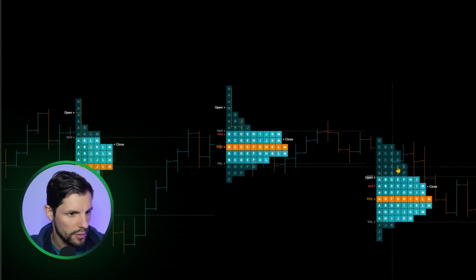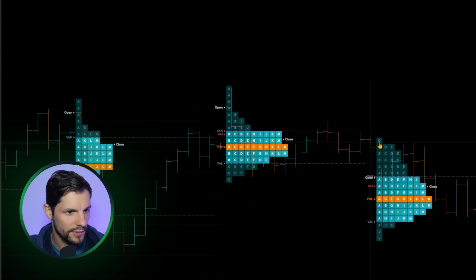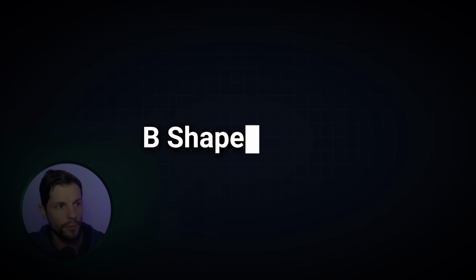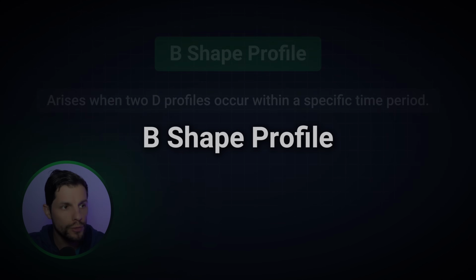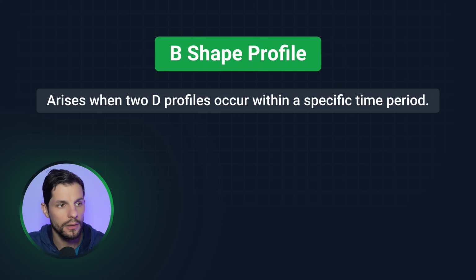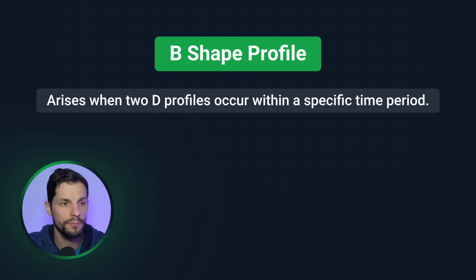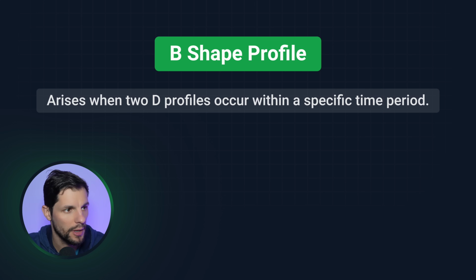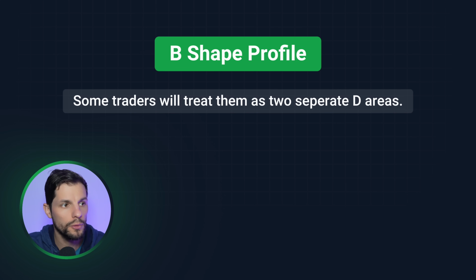So open, move up to the point of control or previous day and continues lower to make a new low of day. A B-shaped profile arises when two D profiles occur within a specific time period or a trading session. Although there is only one value area and one point of control, some order flow traders will separate the profile into two separate D areas with their own value areas.